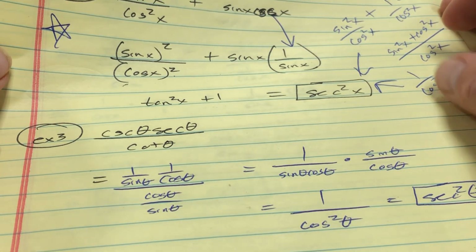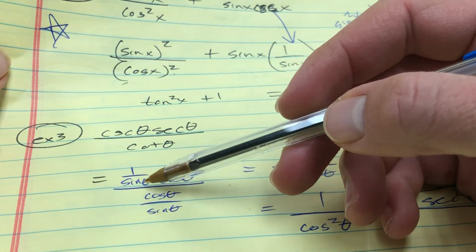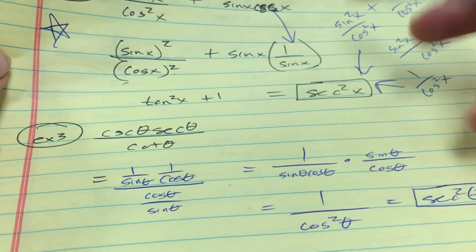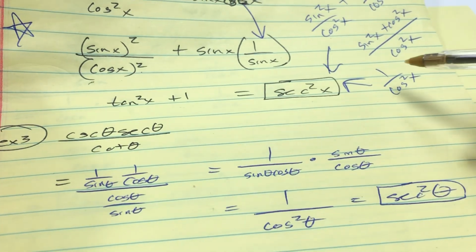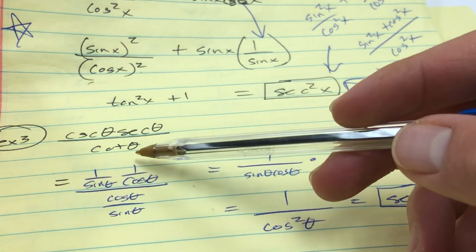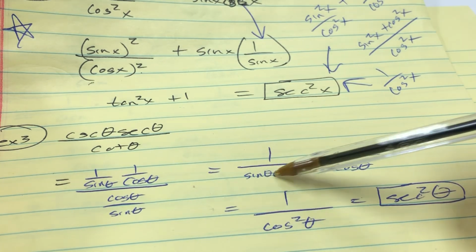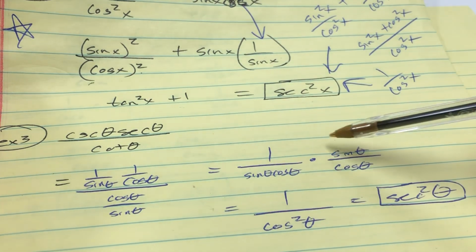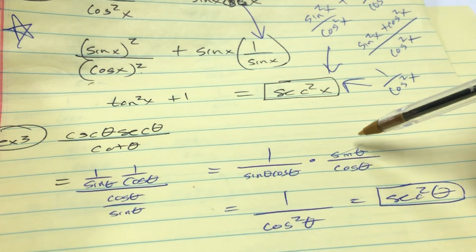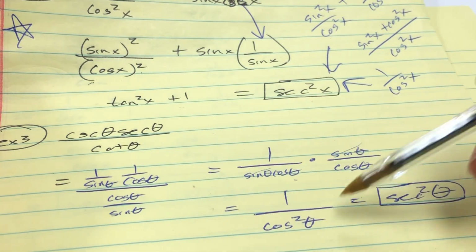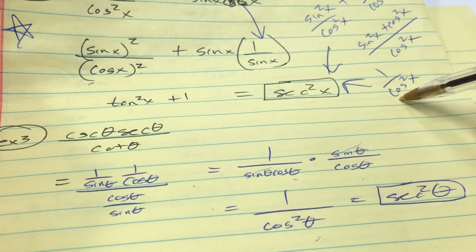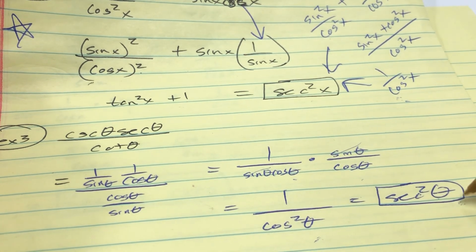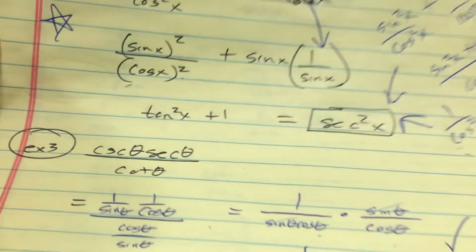Cosecant secant over cotangent. So cosecant is 1 over sine, secant is 1 over cosine, and cotangent is cosine over sine. Just put everything in terms of sine and cosine and go from there. So 1 over sine times 1 over cosine is 1 over sine cosine. Then if I'm dividing by this, I'm going to multiply by the reciprocal, so it's sine over cosine. The sines are going to cancel. Cosine times cosine is cosine squared. I have the same situation as in number 2, where it's 1 over cosine squared, which is secant squared.